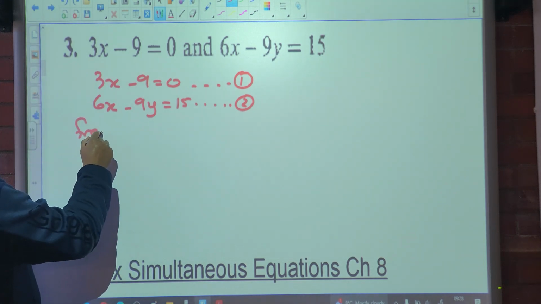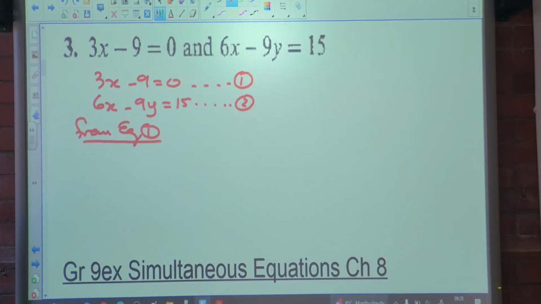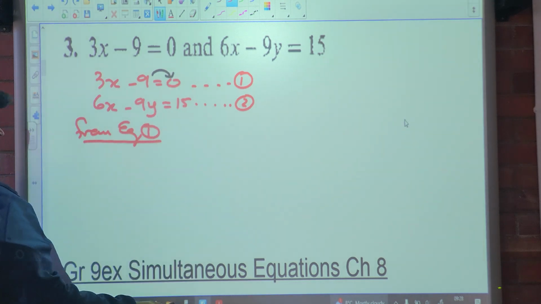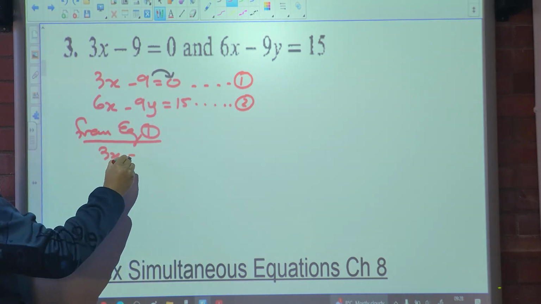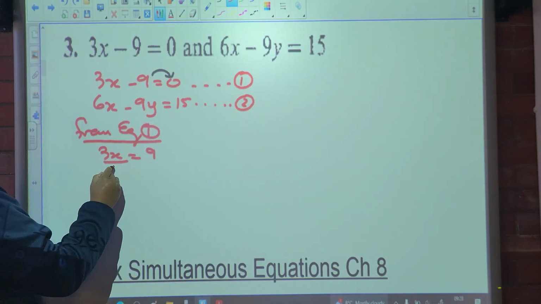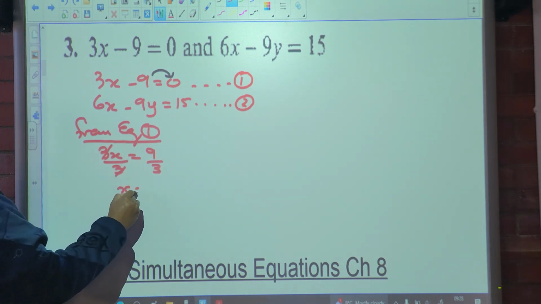So from equation 1, what we're going to do is take the 9 over the equal sign. So we have 3x is equal to 9. So what do I do now? Divide by 3 both sides. It cancels. So x is equal to 3.